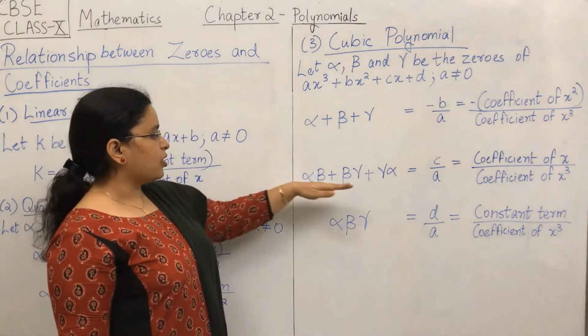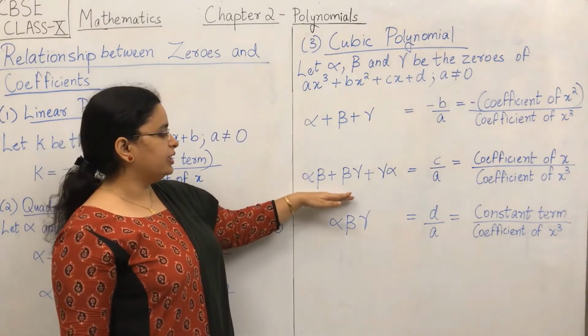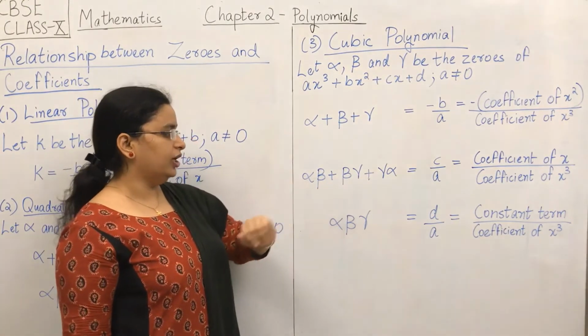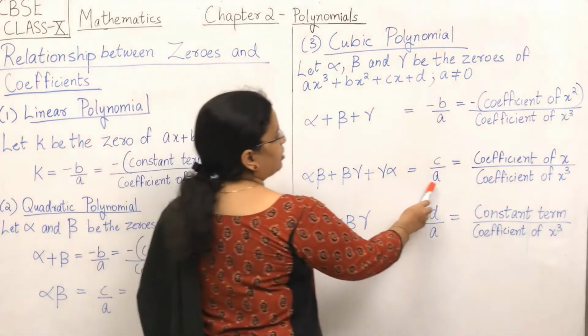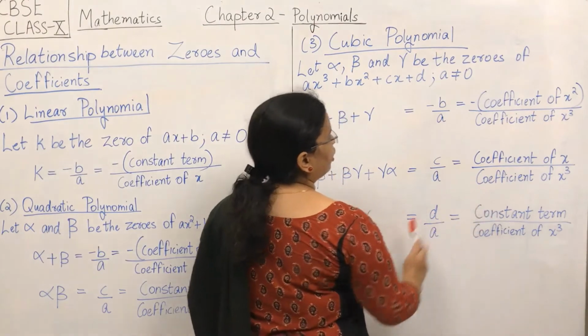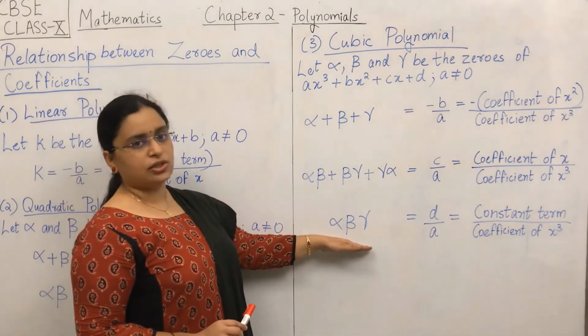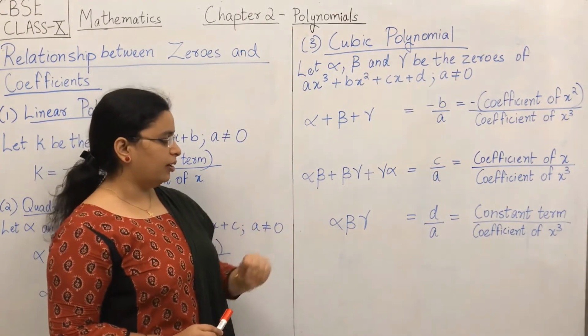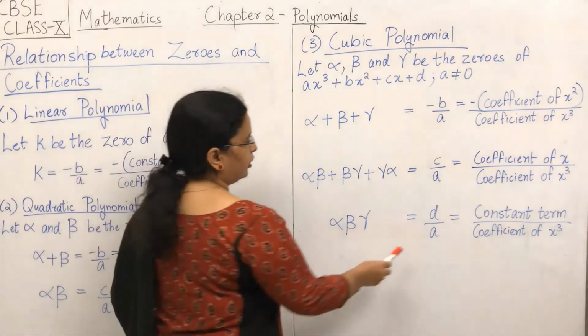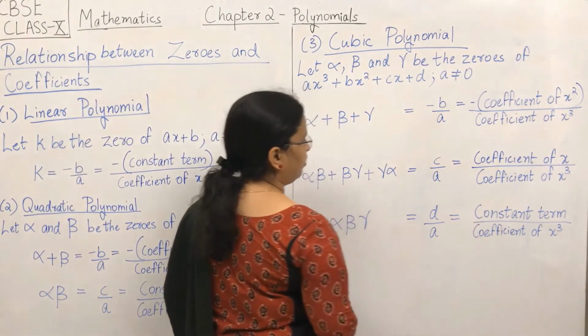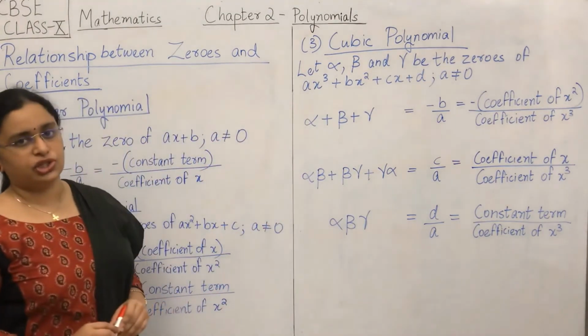Now, the sum of the products, alpha beta plus beta gamma plus gamma alpha, equals c by a. It is the coefficient of x divided by the coefficient of x cube. Now, the product of the zeros, alpha into beta into gamma, equals minus d by a, that is, the constant term divided by the coefficient of x cube.